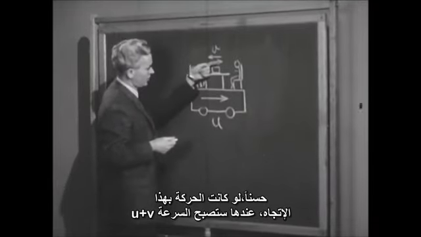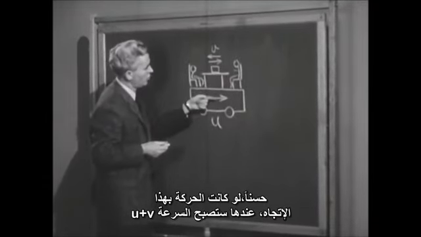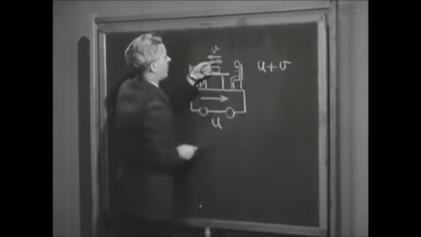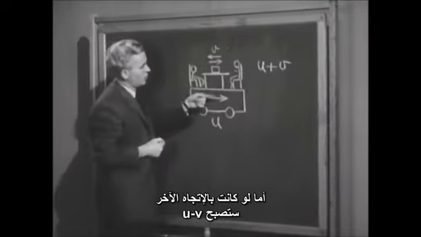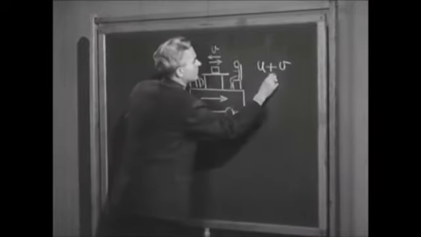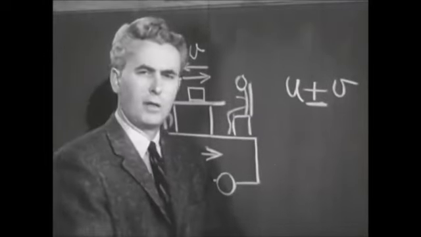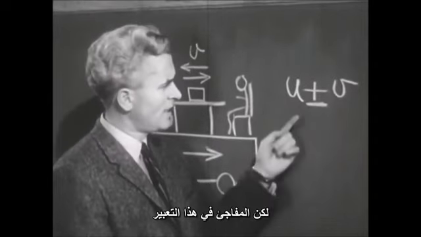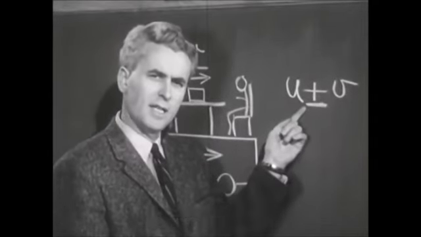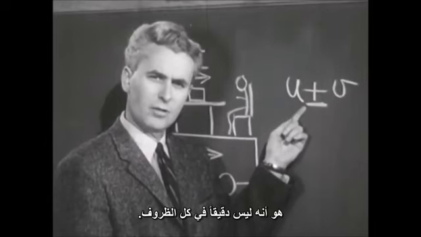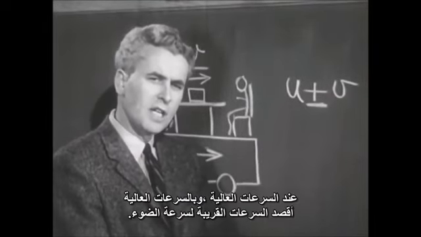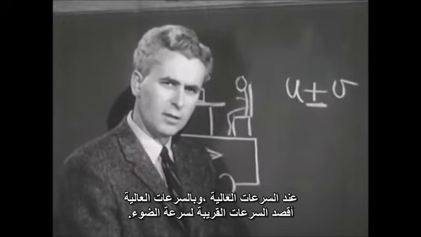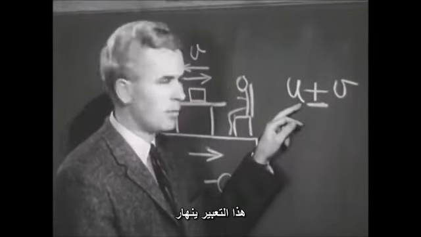Well, if it was pushed in this direction, its velocity is u plus v. If it's in this direction, its velocity is u minus v. This is all very reasonable. There's nothing very hard to understand here. The surprising thing about this expression is that it is not accurate in all circumstances. At very high speeds, and by high speeds I mean speeds close to the velocity of light, this expression breaks down.